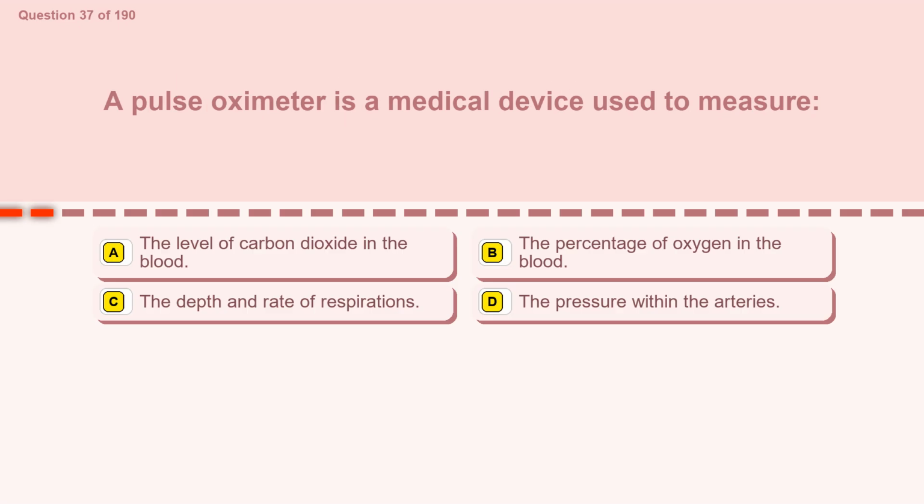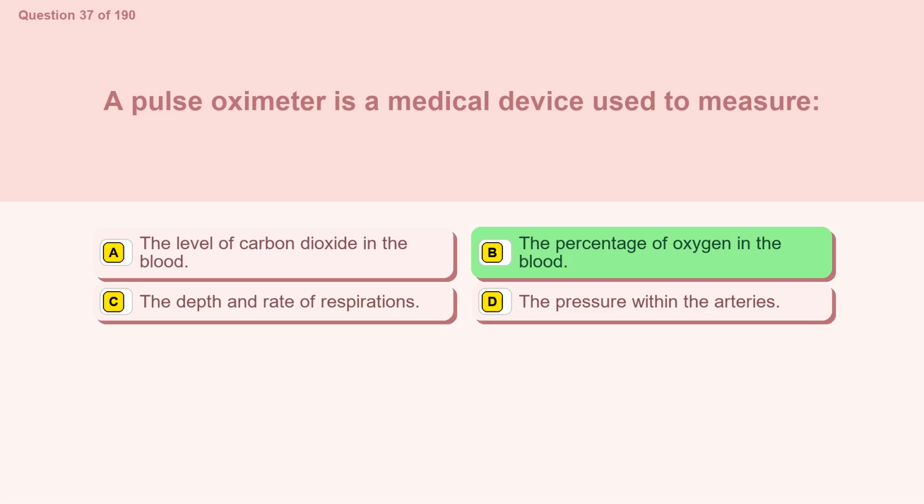Question 37. A pulse oximeter is a medical device used to measure. Option A, the level of carbon dioxide in the blood. Option B, the percentage of oxygen in the blood. Option C, the depth and rate of respirations. Option D, the pressure within the arteries.